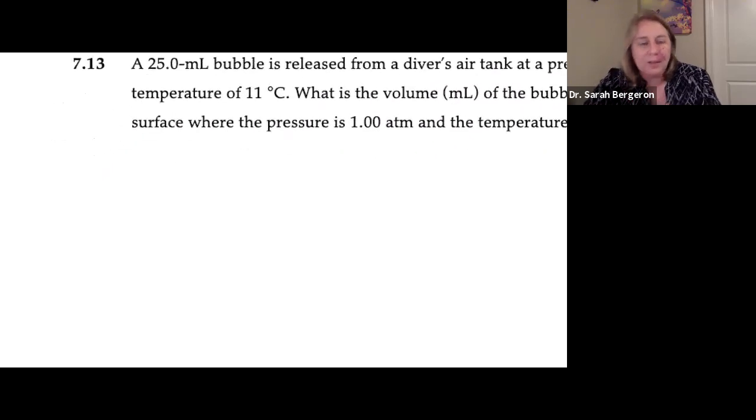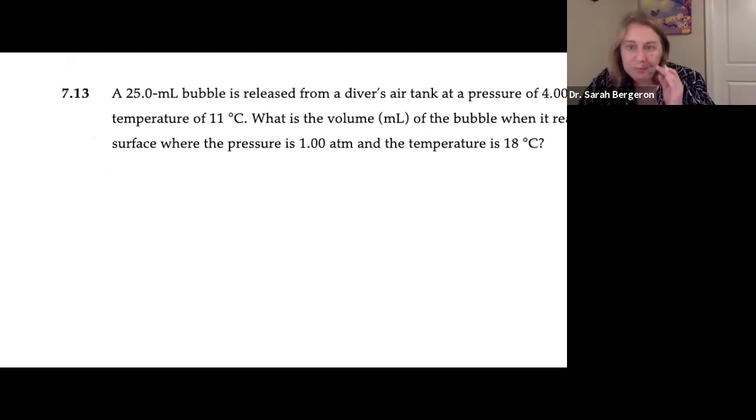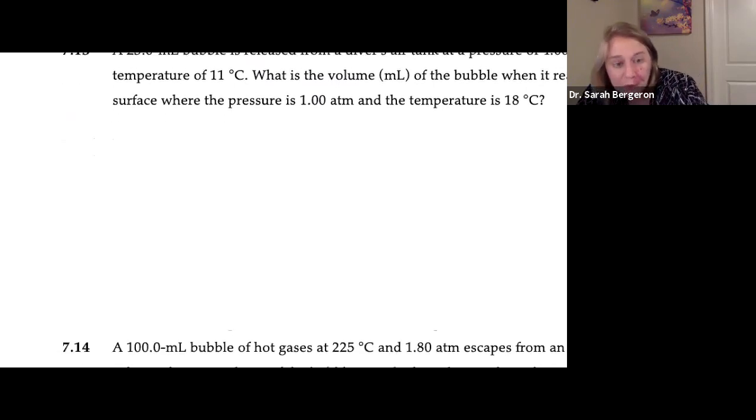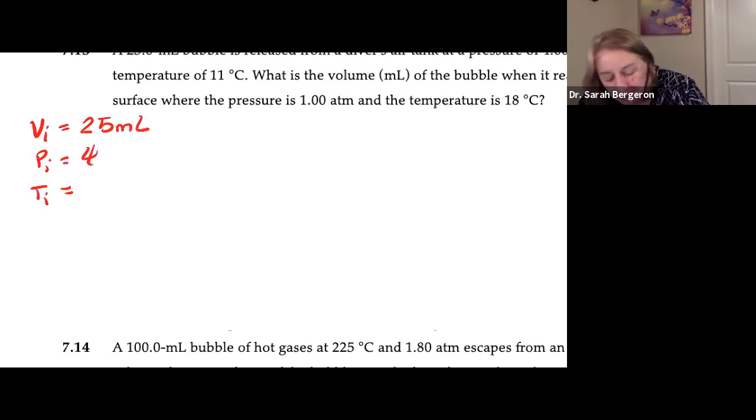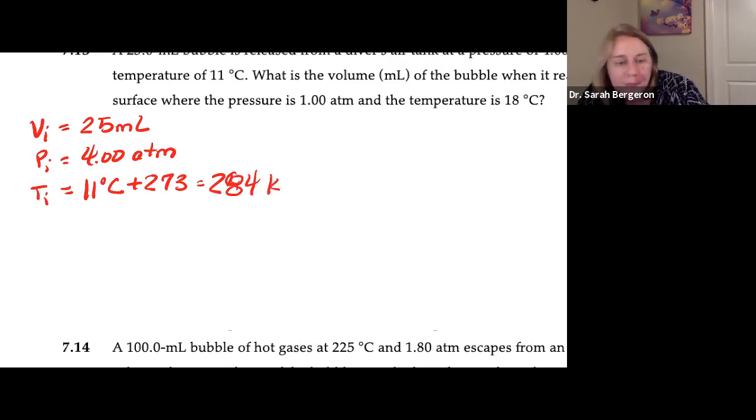Okay, let's jot down the information, right? The important thing is to keep your initial numbers together and your final numbers together. So initial, we had an initial volume, we have an initial pressure, and we have an initial temperature. Go back in and pull that information out. 25 milliliters for volume, 4 atm, and we have 11 degrees Celsius. Remember, this is one where you have to convert, but I'm expecting you to be able to do this. It's adding 273. So you get 284 Kelvin, okay?